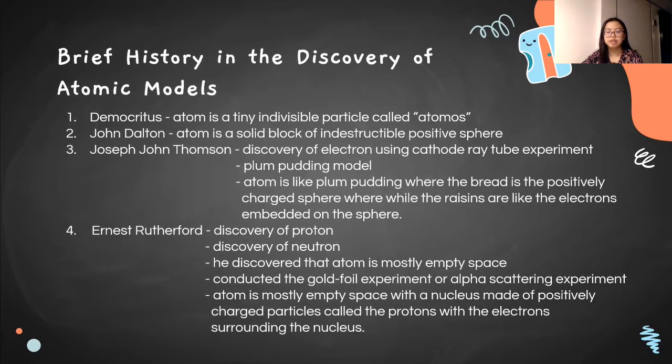Fourth, Ernest Rutherford. Discovery of proton, discovery of neutron. He discovered that atom is mostly empty space. He conducted the gold foil experiment or alpha scattering experiment. Atom is mostly empty space with a nucleus made of positively charged particles called the protons with the electrons surrounding the nucleus.